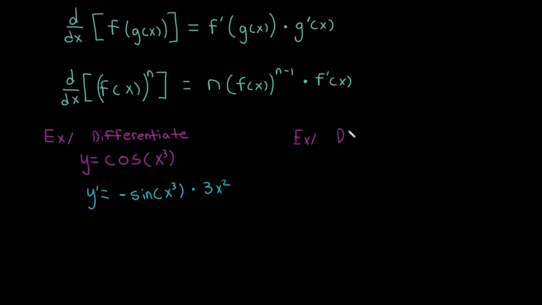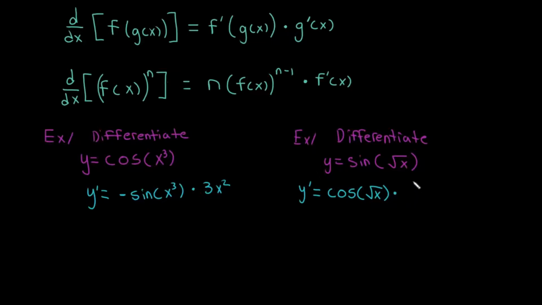So this time, let's differentiate, or find the derivative of, y equals sine of the square root of x. So the first thing that we want to do is take the derivative of the outside function. So the outside function is sine, and the derivative of sine is cosine. And we keep that inside function the same, so square root of x, and we multiply it by the derivative of the inside function, which is square root of x.